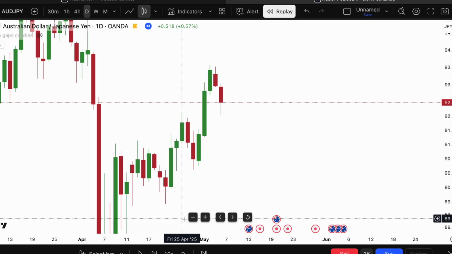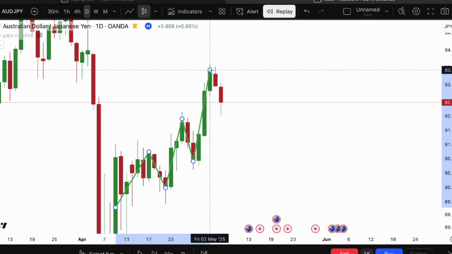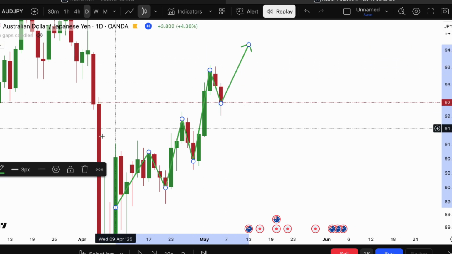So first, we need to identify the direction of the market. Are we in a bullish market or a bearish market? You can clearly see prices making higher highs, higher lows, higher highs, higher highs, and a possible higher low to continue the structure to the upside.